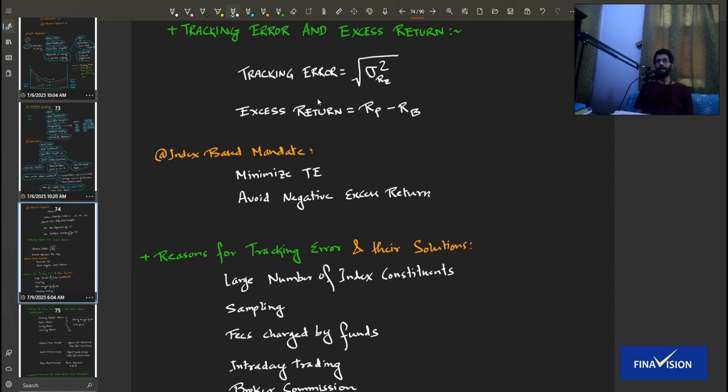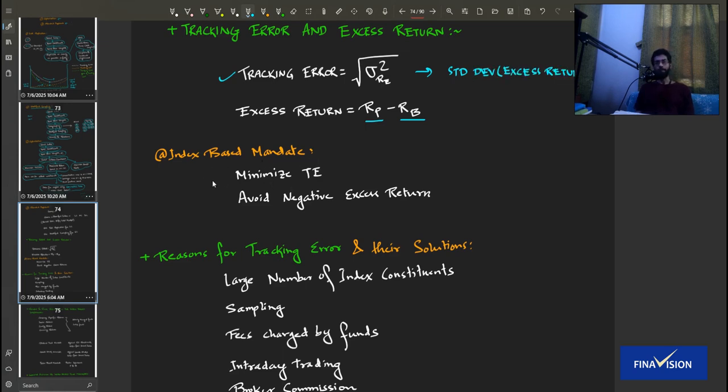So friends, tracking error and excess returns are very important metrics when we are talking about index-based funds. Now, what is an excess return? Excess return is basically the return of the portfolio minus the return of the benchmark. It is as simple as that. And the variance of this value across time, if you take the root of that, what you get is the tracking error. So it is basically the standard deviation of the excess return. Tracking error is the standard deviation of the excess return.